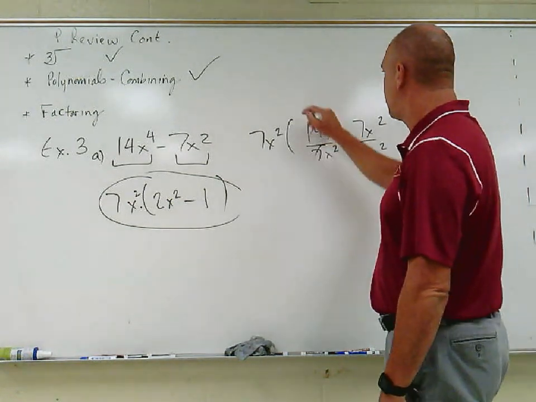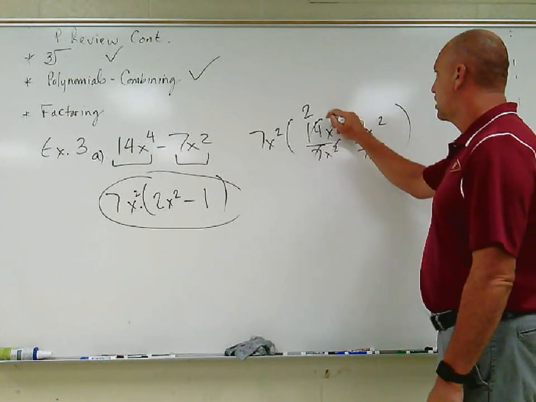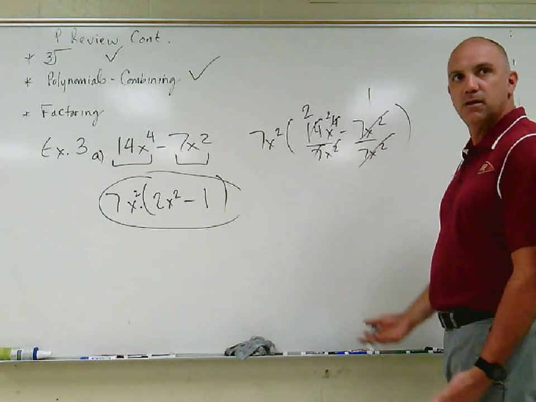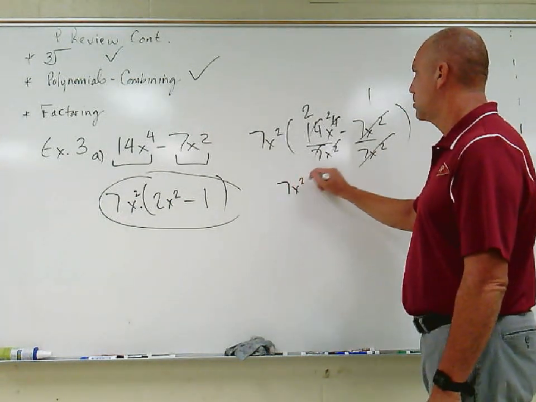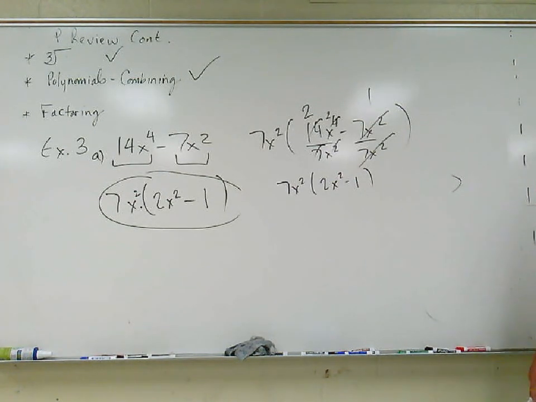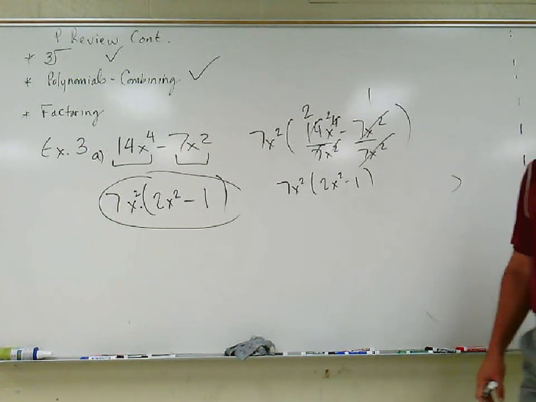See, so 7 and 14, that's 2. That leaves you your x squared, those reduce, give you a 1. And that's how you know what you're left with. It's 2x squared minus 1. You don't have to do it that way, I'm just showing. Whatever you're taking out, essentially you divide by that, and that tells you what you're left with. Okay? Always works like that, right?